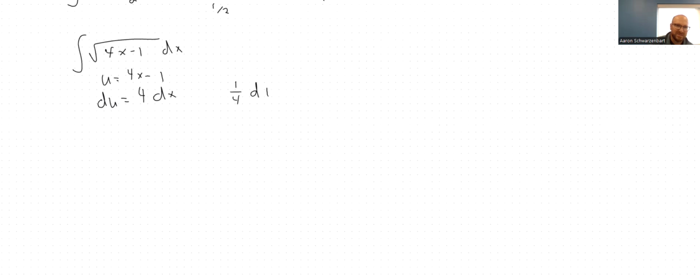And this one is kind of like some of the last ones there. Our U is 4x minus 1. Our du is 4 dx, which I can divide both sides by 4 and have 1/4 du equal to my dx. So now I substitute.